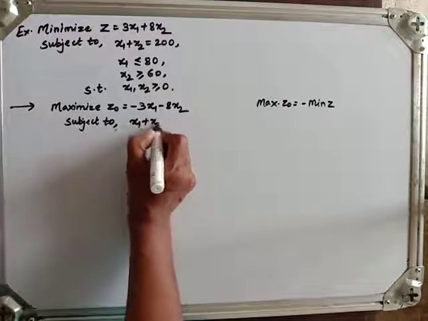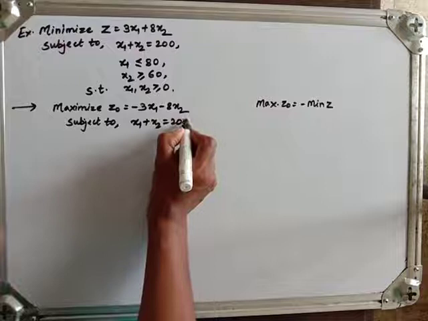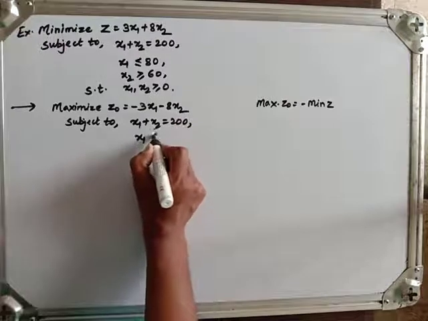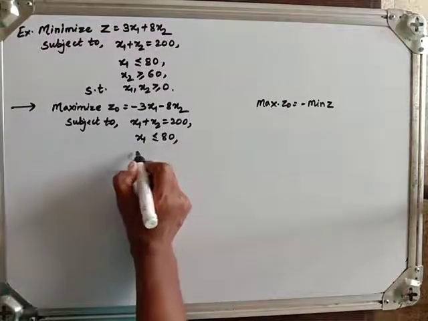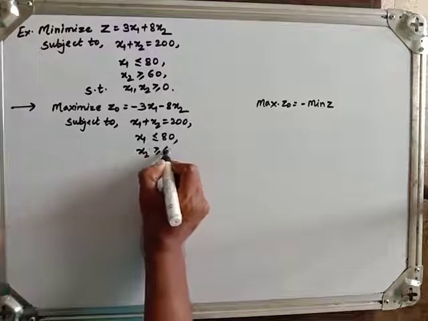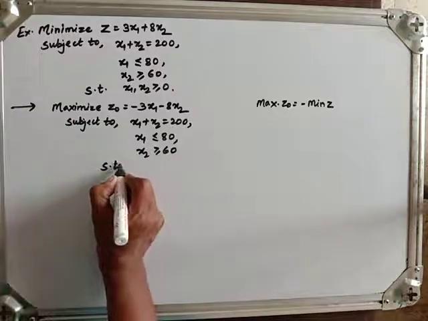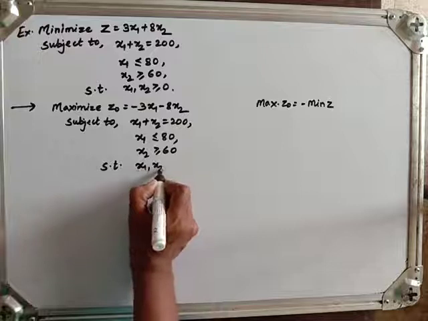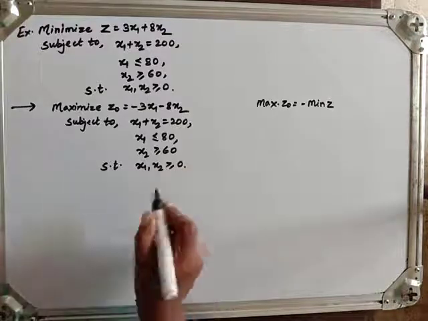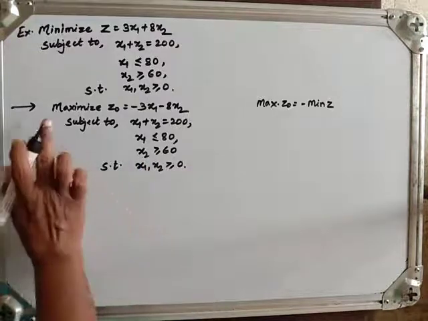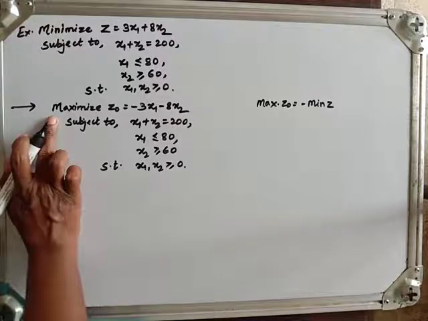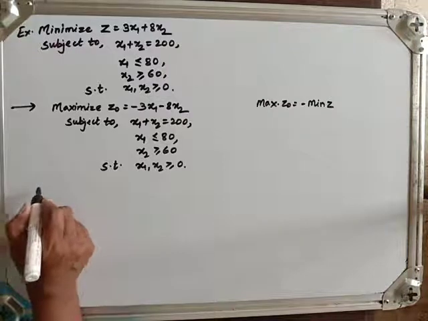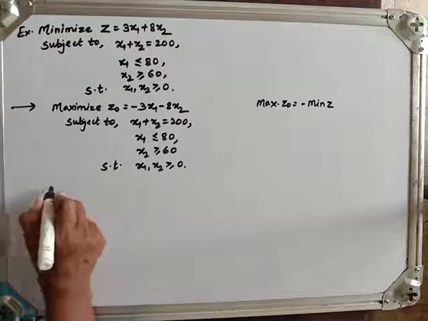x1 + x2 = 200, x1 ≤ 80, x2 ≥ 60, such that x1, x2 ≥ 0. This is our new problem with the objective function of maximization type. Now let us reduce it into its standard form.